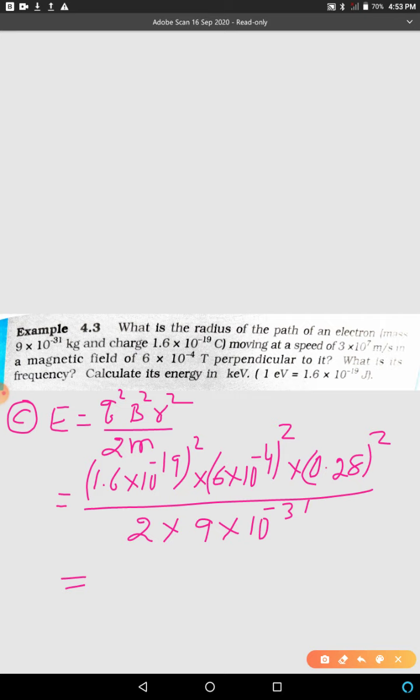So what is 1.6 square? 1.6 into 1.6 is 2.56 mostly. Right? Into 10 power of minus 19 square, minus 38. Okay? Minus 38 into 6 square, this 6 square is 36, into minus 4 square, that is 10 power of minus 8. And 4 square is not 16, 4 2 8, as I said.